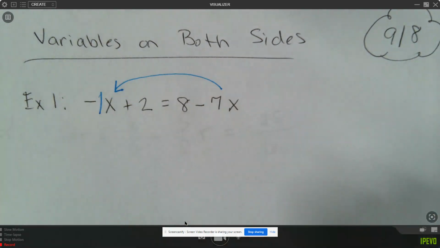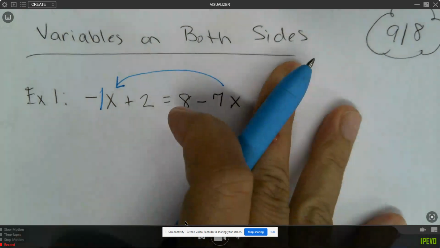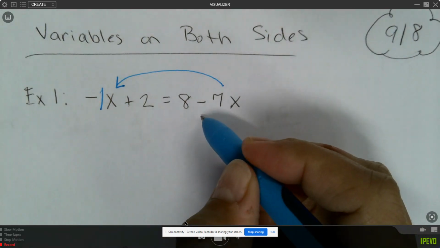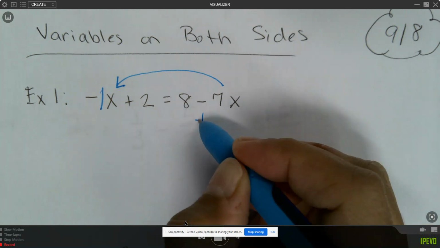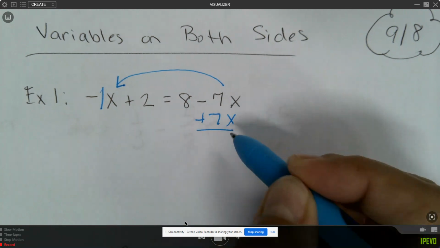Remember, I have a negative 1x. Always put your ones in so you don't forget it. So on a move, I will use opposite sign. So this is the negative 7x. So I'm going to add 7x to both sides.